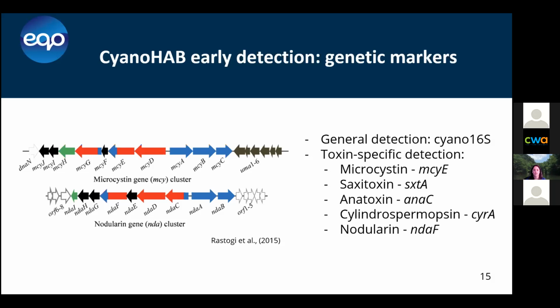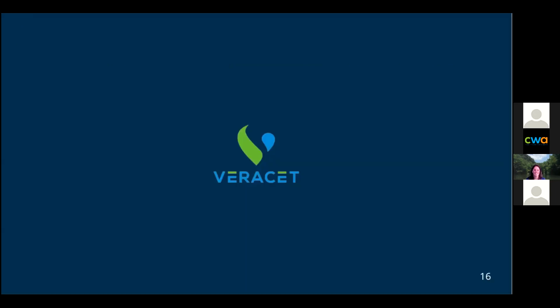And I think that's probably it for my time. I don't want to cut into Gary's time too much. So these are just a couple of examples, but here are some of the genes that we would use to focus on some of the other toxins as well. Okay, all right, Gary, take it away.